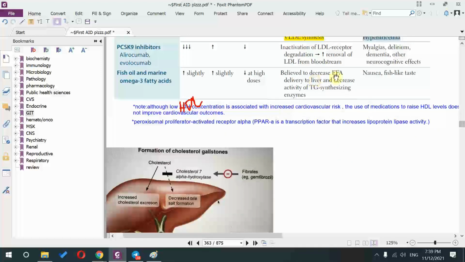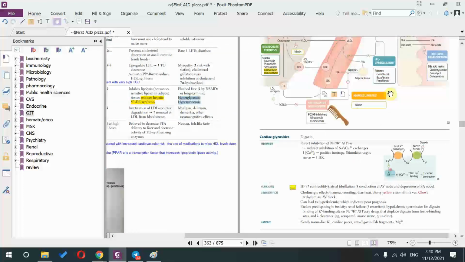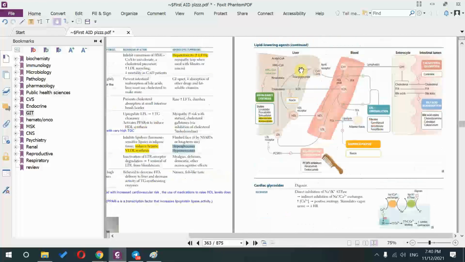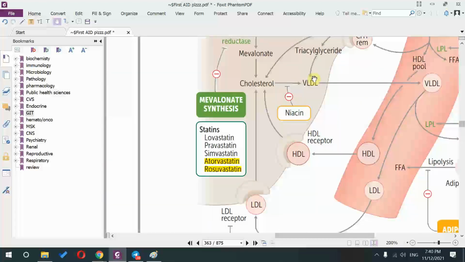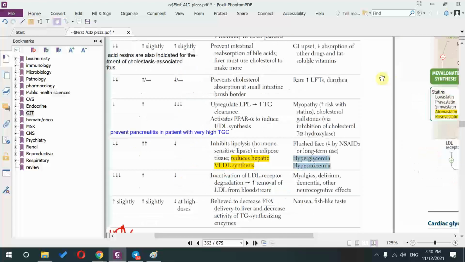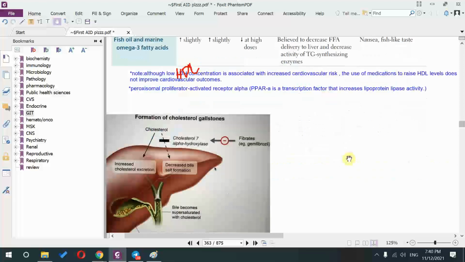So it's believed to decrease FFA delivery to the liver, which is the free fatty acids to the liver, and thus decrease the activating of the triglyceride synthesizing enzyme. Remember what I told you guys. I told you when you have fewer free fatty acids, you will have less making of triglyceride. As you can see here, it decreases your VLDL, which is basically combined of cholesterol and triglyceride. Thus, you will have less VLDL in your body. So, if you go back here, you can see that it can lead to nausea and fish-like taste. Seriously. Okay, let's just take a quick look here.